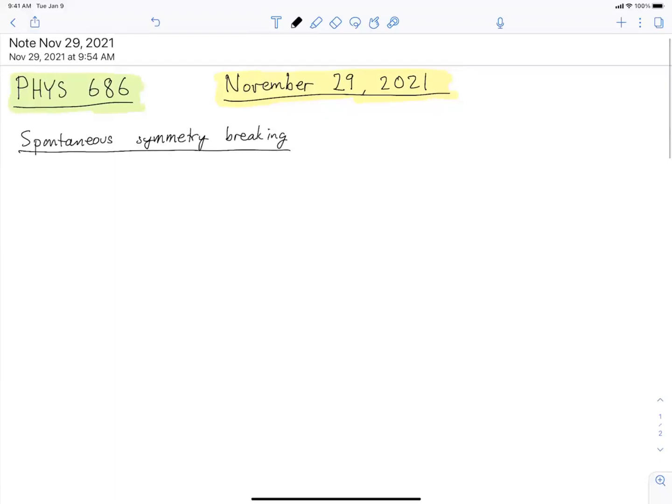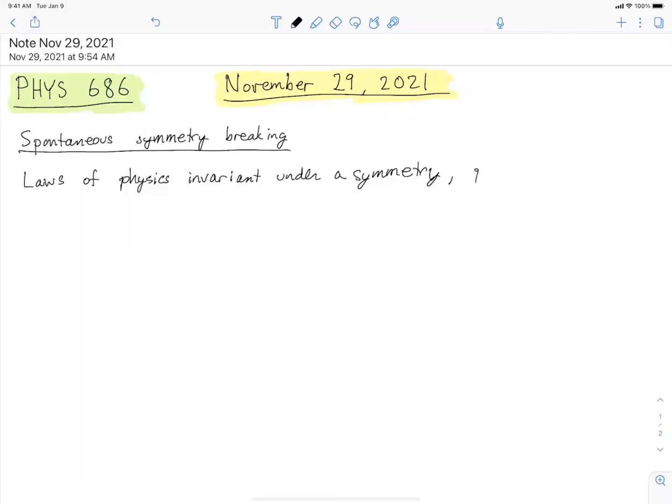So the idea here for spontaneous symmetry breaking is that the laws of physics are invariant under a symmetry of some kind, but the ground state of the universe, the ground state that we live in, is not.